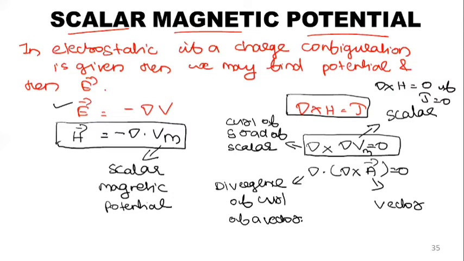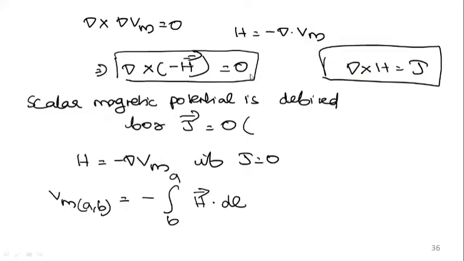H is equal to minus del Vm. From that we also know that del cross del Vm is equal to 0, because Vm is a scalar, and we are studying about the scalar magnetic potential only. Now this del Vm we replaced by using H. Then we got del cross minus H is equal to 0. And also we know that del cross H is equal to J. That is from Ampere's law. So then we realize that for scalar magnetic potential to be defined, J should be equal to 0. So what does that mean?